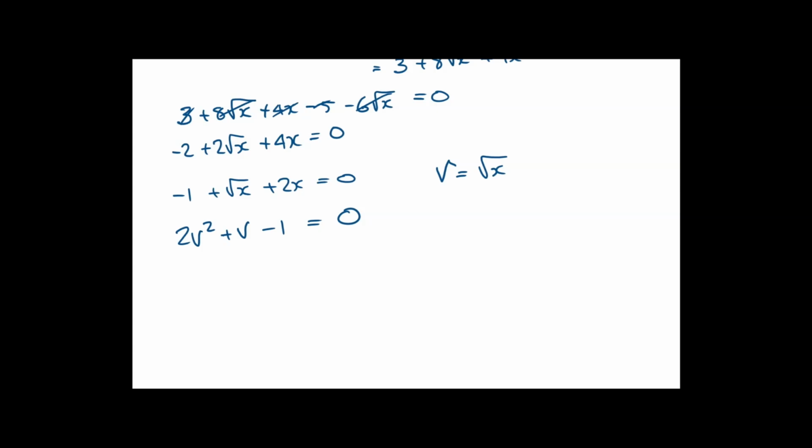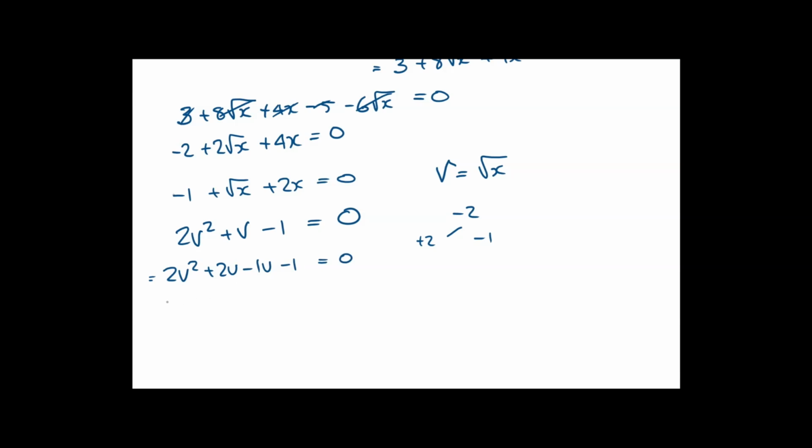Yeah, we can actually do this just by factorizing. So 2 times negative 1 is negative 2. So we want 2 numbers that multiply to give us negative 2 and add to give us positive 1. It's going to be positive 2 and negative 1. So I'm going to rewrite this again: 2v squared plus 2v minus 1v minus 1 equals 0.